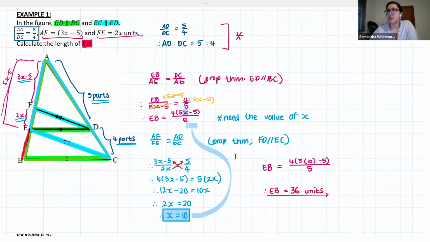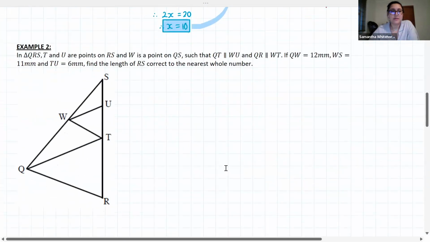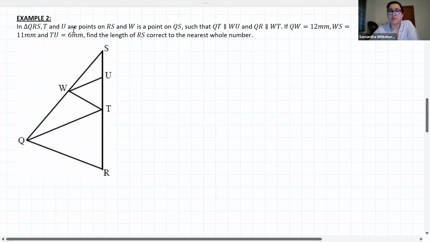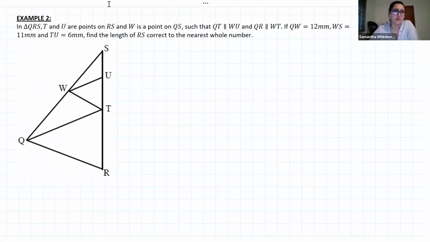Okay, so I'm actually going to ask you guys to try this example by yourselves because it's very, very similar to what we've just done. So hopefully you've got your screenshots, you can refer back to it. So here's example 2. You're going to try it by yourselves, but I'll read through the information with you, obviously.